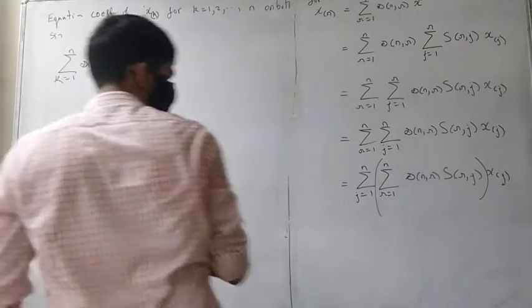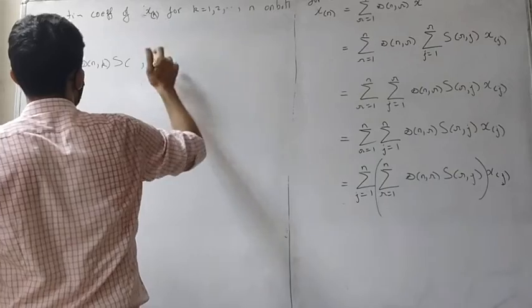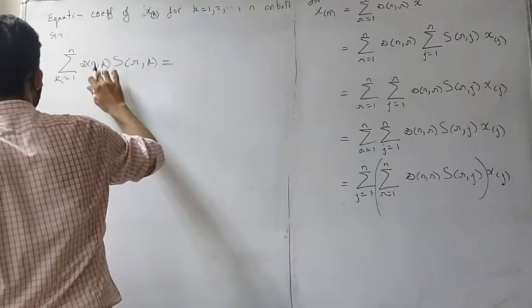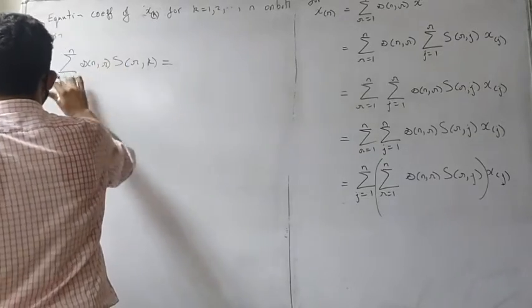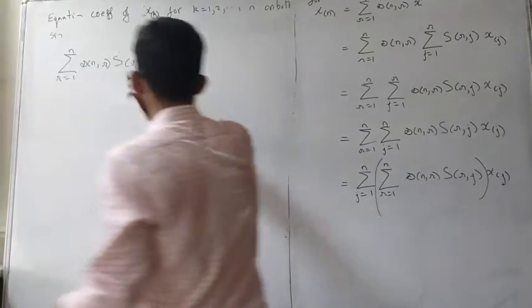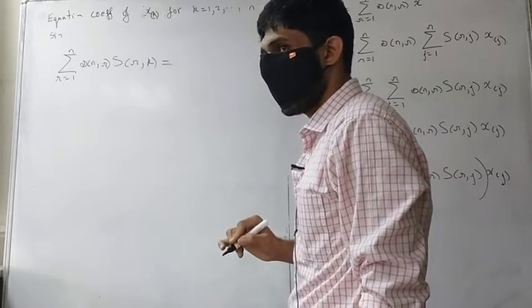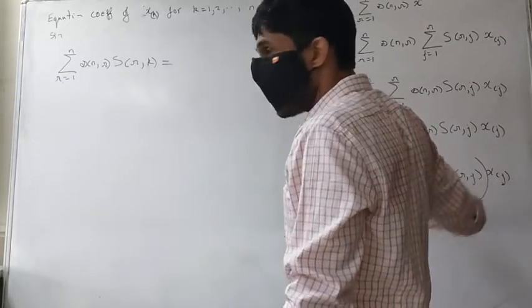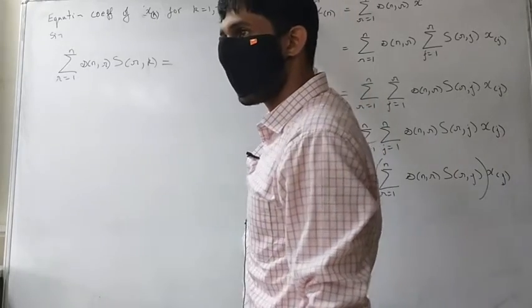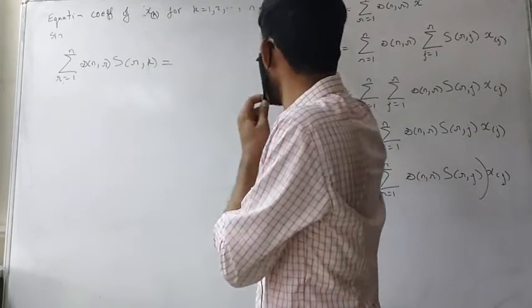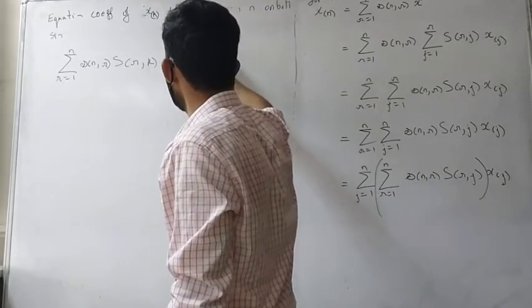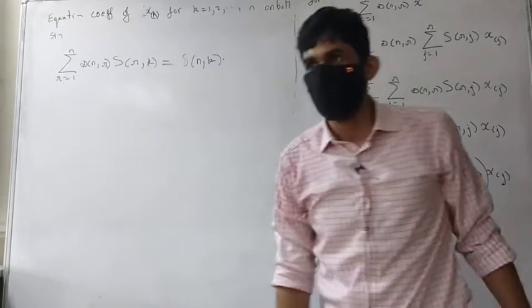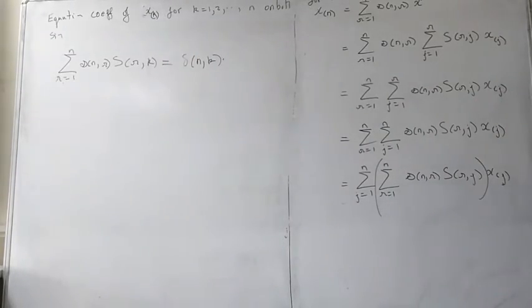No, I have made a mistake. This is k. Just r. That's fine. So what will this be? When r is equal to n, you will get 1. When k is n, you will get 1, and otherwise you are going to get 0. So that is exactly delta n comma k. That's the proof.